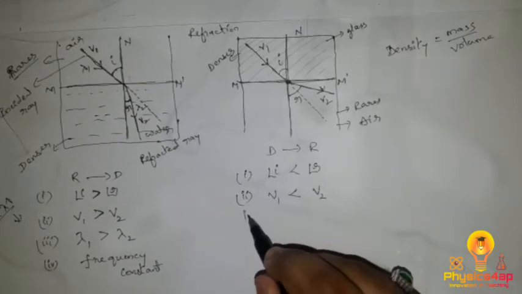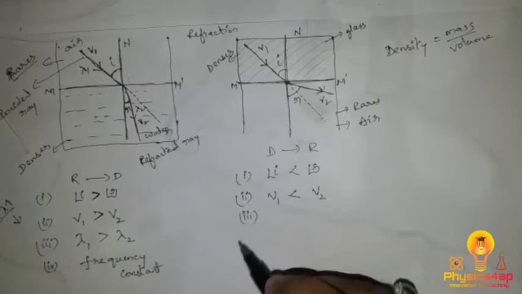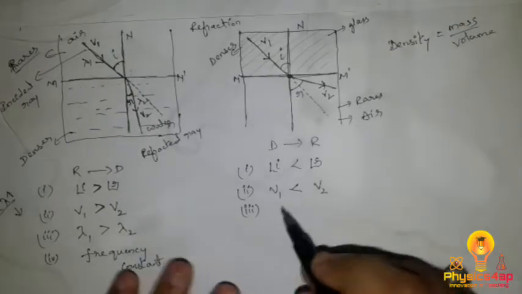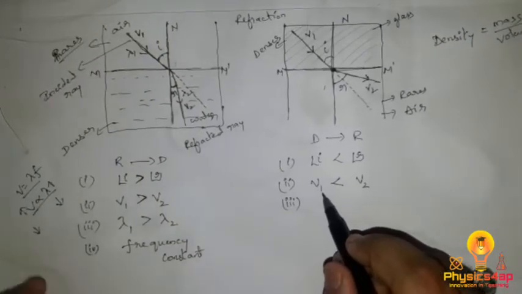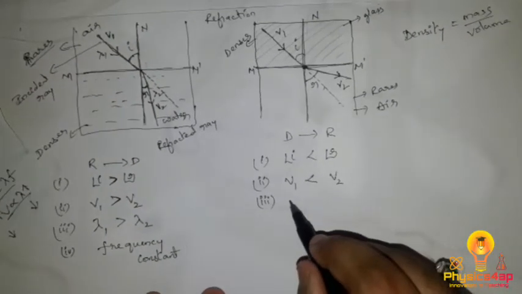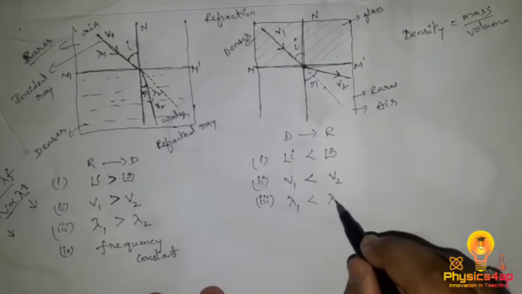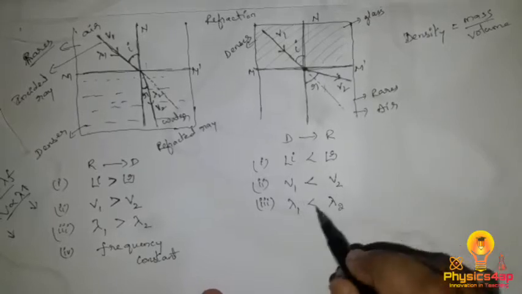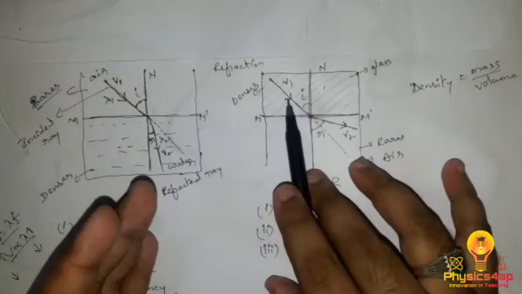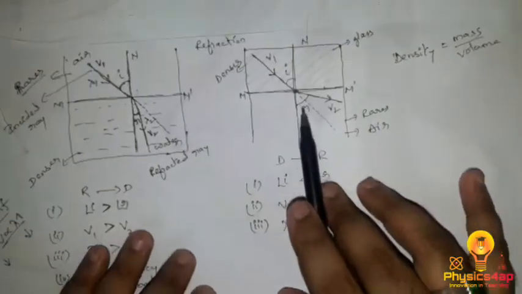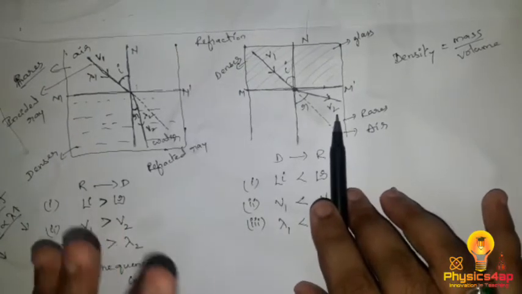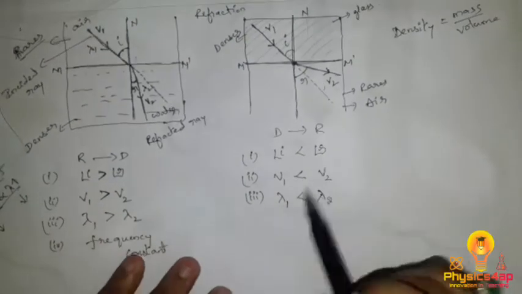Next, the third, comparing the wavelengths. As I have told you, velocity is directly proportional to lambda. So lambda 1 is less than lambda 2. The wavelength of the light in the denser medium is less than the wavelength of the light in the rarer medium.